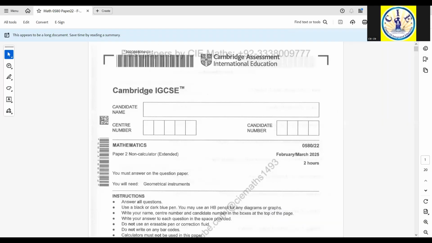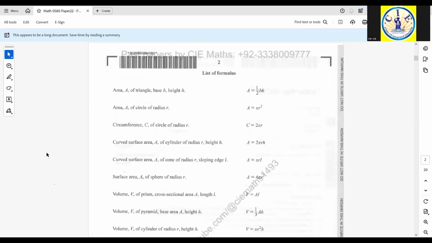In this video, I'm going to cover Cambridge IGCSE 0580 Paper 2 from February/March 2025. It is Paper 2, the non-calculator version of the paper, and the time allowed is 2 hours. Here you have, on the second page, a list of formulas in the upcoming exams also.